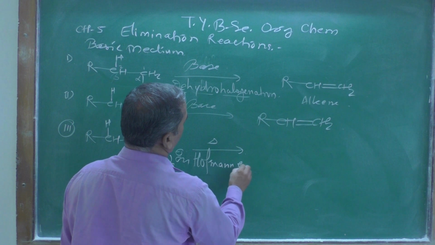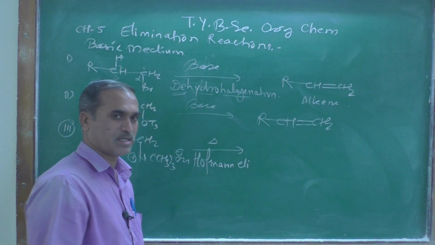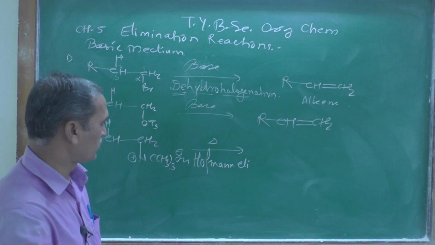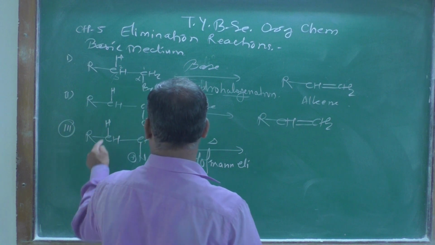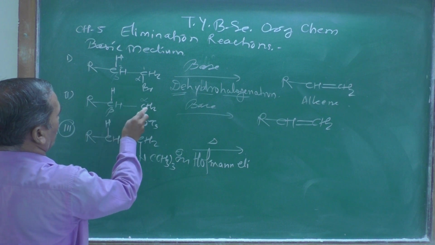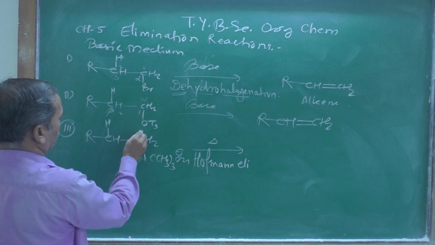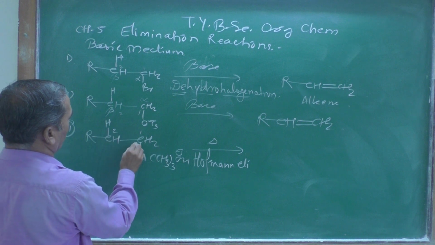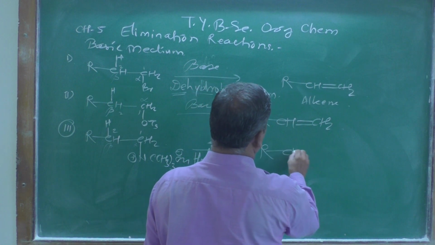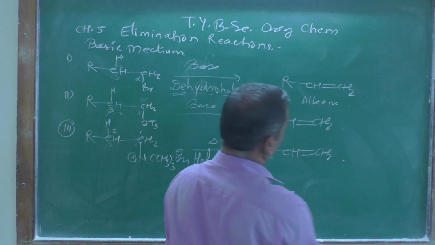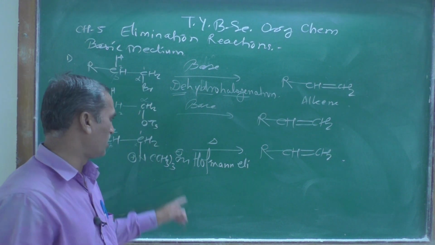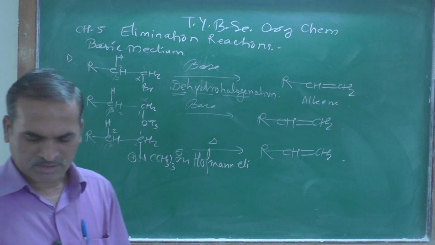Hofmann elimination reaction. Hofmann is the scientist's name. He discovered this reaction first, and that's why the name Hofmann elimination is given to this reaction. Here also, this one is alpha, or we can call it 1, and this is a beta, or 2, and the product you are going to get is RCH double bond CH2, right? So all these are taking place in a basic medium. So these are the reactions.